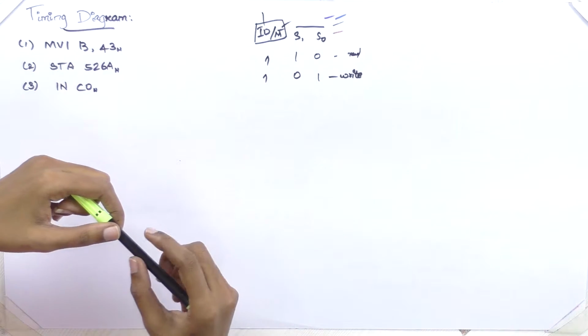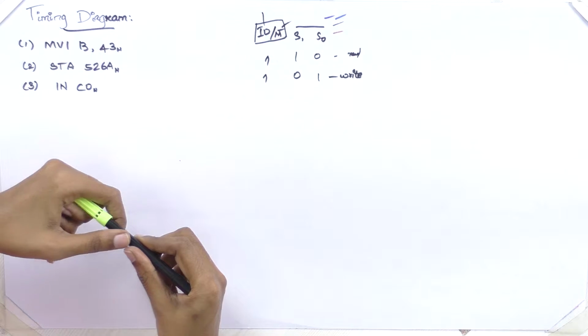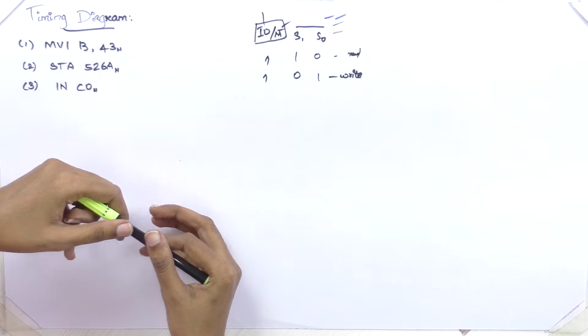Pause the video for a minute or two. Try to write the machine cycles for these instructions. Fine. Okay, I think you guys have written the machine cycles that these instructions require. So we will see one by one now. The first instruction that I have given you is MVI B, 43.